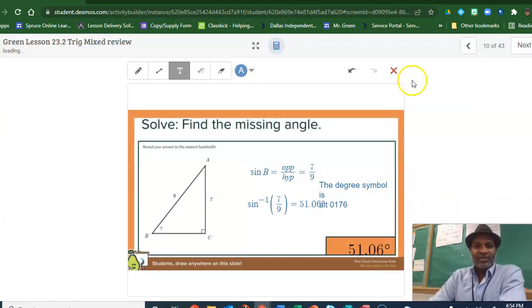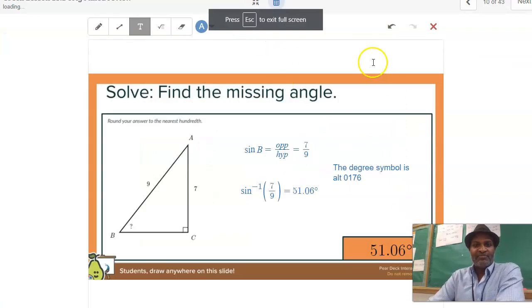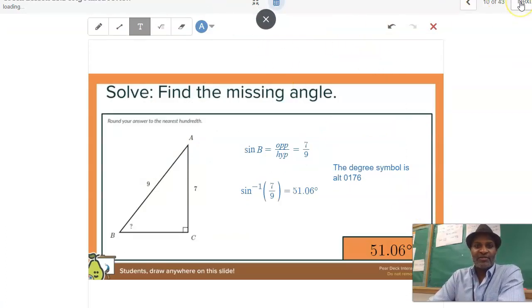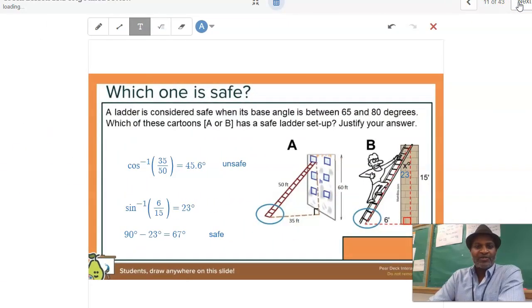And another one. Let me make that bigger so you can see it better. All right, that should be much better. Oh, by the way, I just learned that if you want to get the degree symbol, you just hit Alt 0176. That's in decimals. It might work in other programs. Keep going. All right, here's another example.